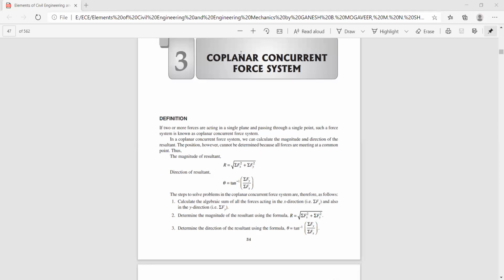So here in case of coplanar concurrent force system, you need not calculate the moment because you don't have the perpendicular distance in case of the coplanar concurrent force system to calculate the moment, because all the forces are acting at a point.